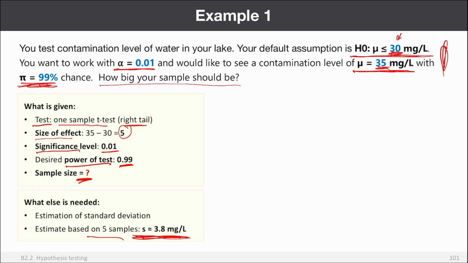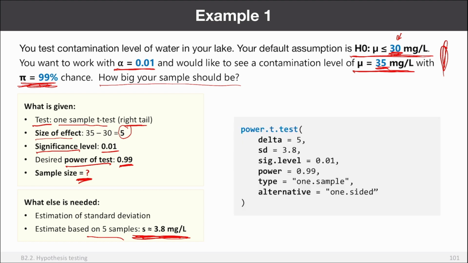Now I can compute the sample size for the main trial, for the main experiment. In this case, I use the power.t.test function. It's an R function that computes power or any related quantities, like sample size, size of effect, or significance level, based on the t-distribution. Okay, this is what I provided.